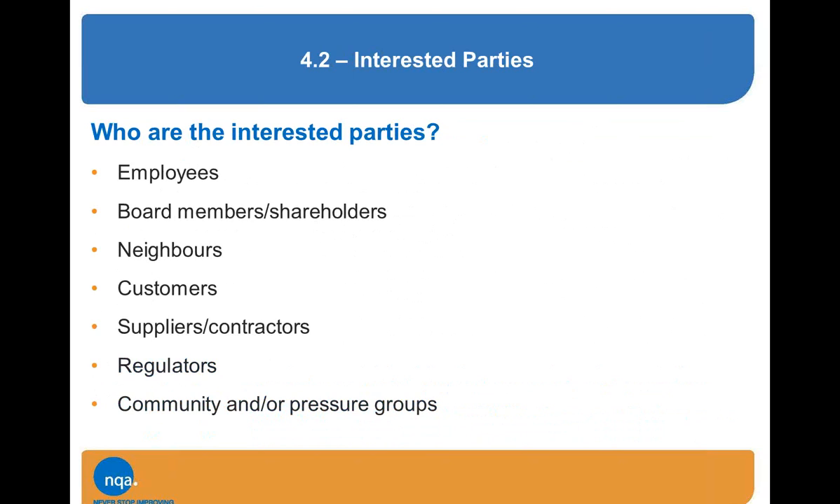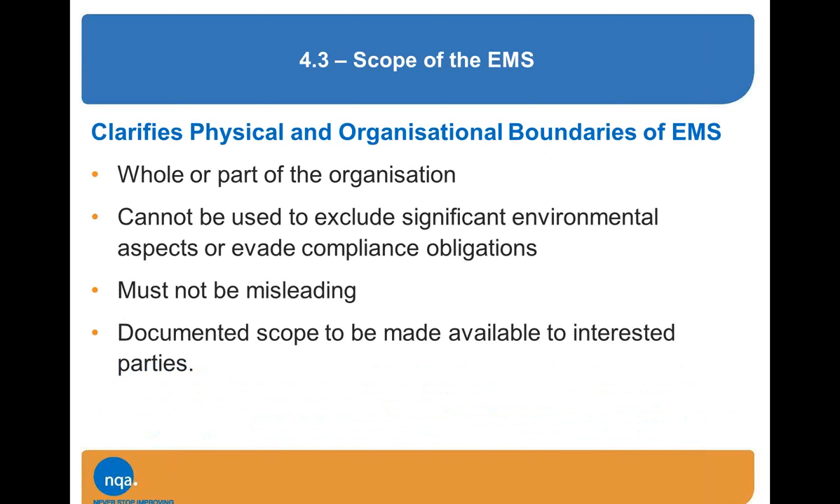Interested parties, you've probably seen slides like this before. To be honest, I could have said just about anybody who has a legitimate interest in the activities of the business, be they employees, be they board members, be they neighbours, the people that operate or maybe live next door, live across the road, customers, suppliers, the regulator, be that if you're in the UK, the Environment Agency, governments, local governments, and community or pressure groups even. So anybody who has a legitimate interest in what you do, they all have expectations, and you need to know and understand what those are.